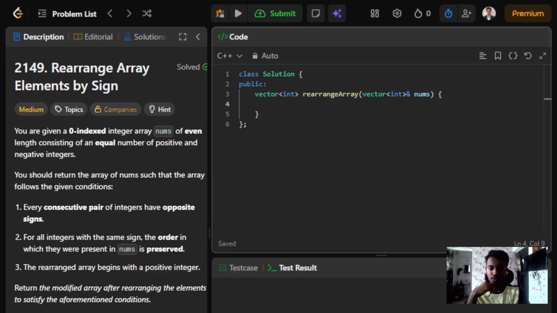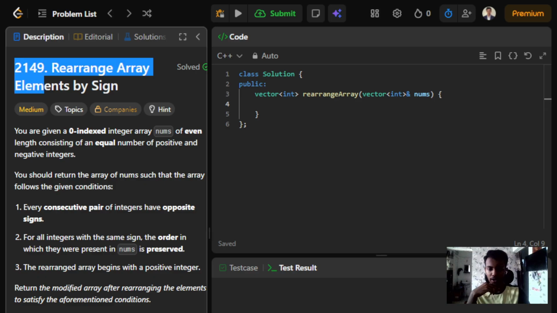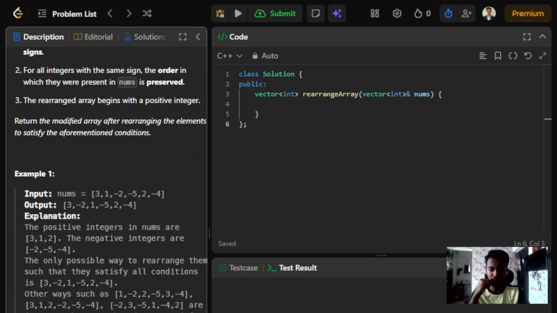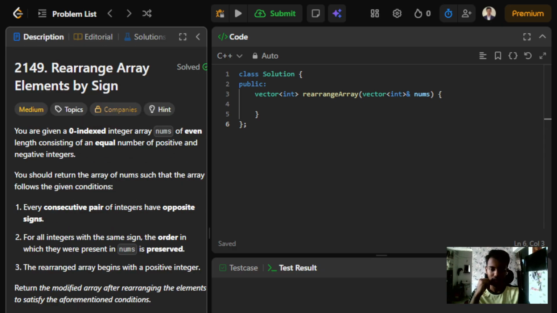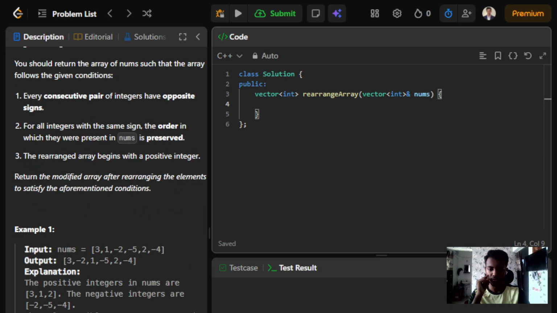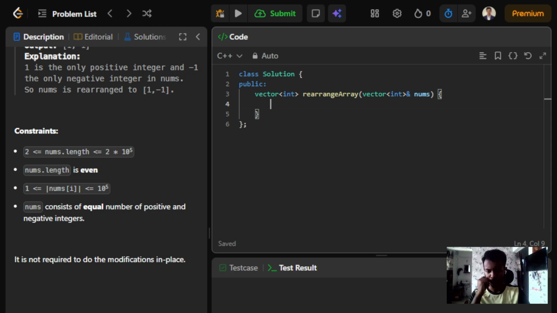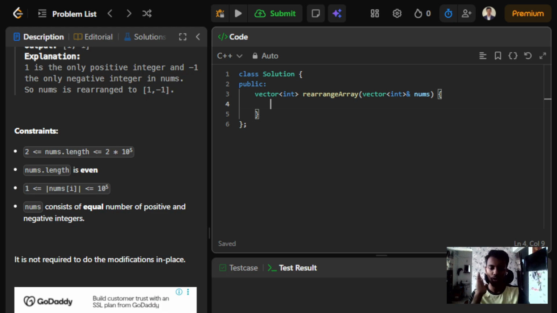Today we are going to solve question number 2149, Rearrange Array Elements by Sign. This looks like a medium question when seen, right? But it is not that difficult, especially considering that we have not been given any constraints of space or time. Just have to solve it.